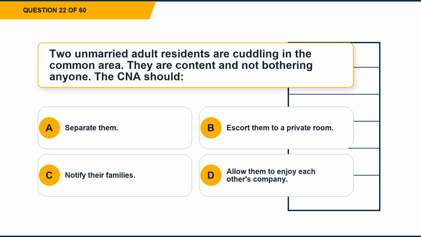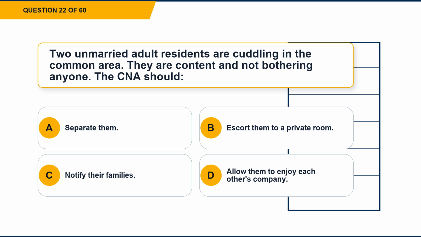Question 22. Two unmarried adult residents are cuddling in the common area. They are content and not bothering anyone. The CNA should. Option A, separate them. Option B, escort them to a private room. Option C, notify their families. Option D, allow them to enjoy each other's company.